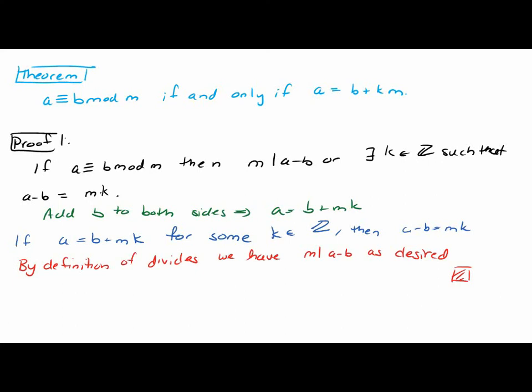Likewise, the other direction, if I start with A is equal to B plus MK, then I can reorder the equation and prove that M divides A minus B, hence A is congruent to B mod M. So these are pretty simple, just work it out.